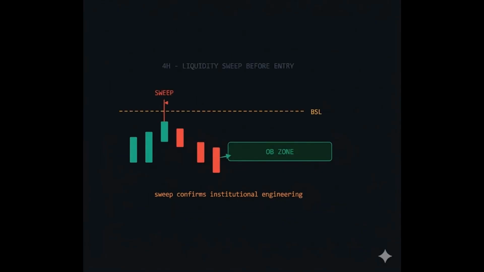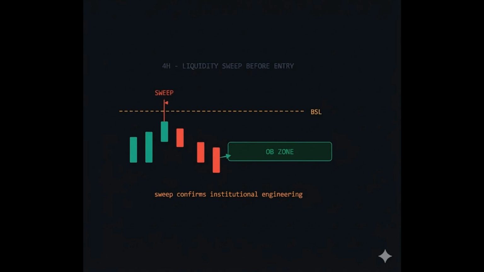Step 5. Wait for the liquidity sweep. Before price enters your confluence zone, it almost always sweeps a minor liquidity pool, a cluster of stop losses sitting just above a recent swing high, or just below a recent swing low on the 4-hour chart. This sweep is the institutional engineering move.